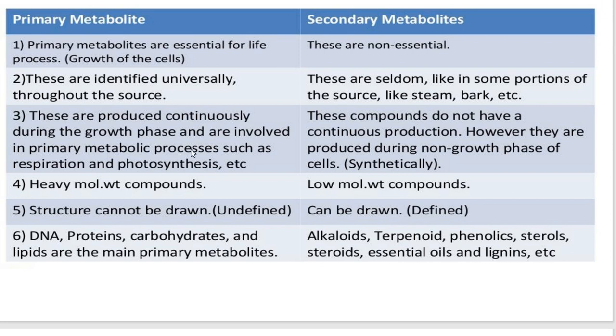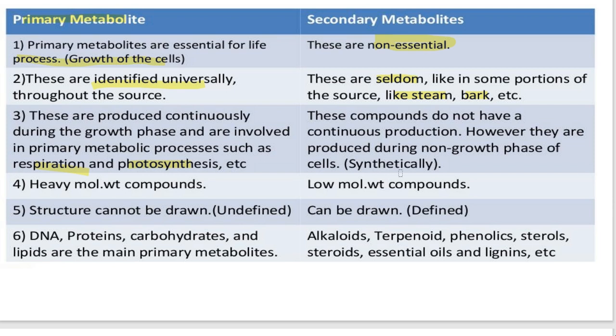Now, what are primary metabolites and secondary metabolites? Let's understand first. Primary metabolites are essential for life processes, that is, the growth of cells. Secondary metabolites are non-essential. These are identified universally throughout the source. These are seldom in some portions of the source like stem and bark. Okay, this is stem. Primary metabolites are produced continuously and are involved in metabolic processes such as respiration and photosynthesis, whereas secondary metabolites are derived from the primary metabolites, and these are not made continuously.